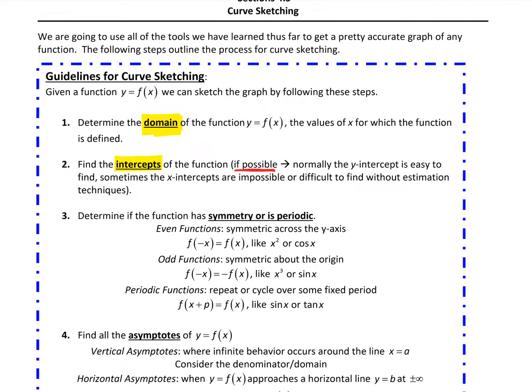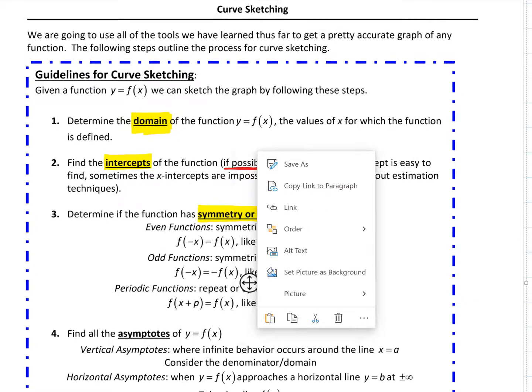Then, going back into pre-calc a little bit as well, determine if the function has any symmetry or if it happens to be periodic. A trig function would be a good example of a periodic function, something that cycles through the same graphical characteristics every so often, every period of p. So these are, of course, just the definitions for an even function.